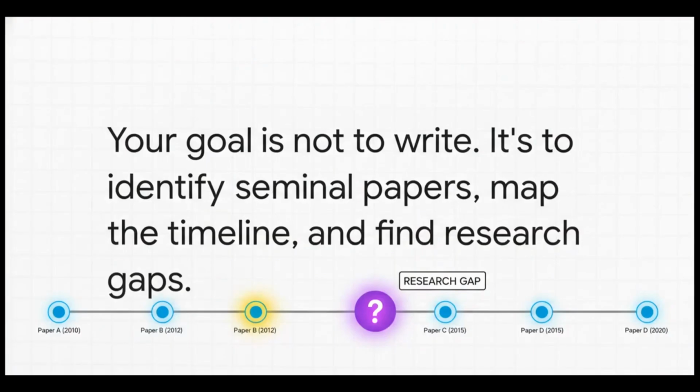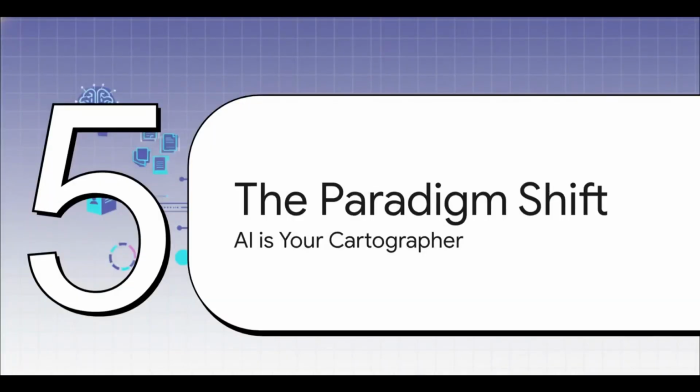So what is this brief? It's your high-level cheat sheet of the topic, your gestalt. You use the AI to identify the foundational seminal papers, to map out how the ideas have evolved over time, and, this is the most important part, to pinpoint the gaps in the research, the places where your unique contribution can live.